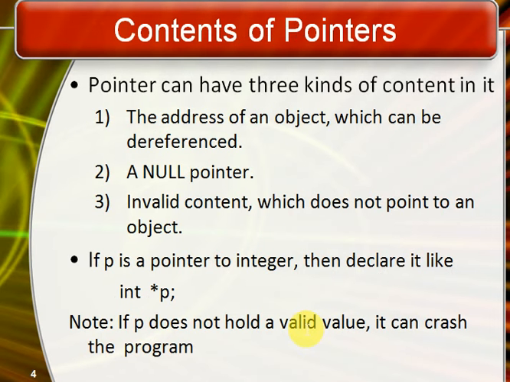Contents of a pointer. A pointer can have three kinds of contents in it. First is the address of an object which can be dereferenced. Second is a null pointer. Third is invalid content which does not point to an object. So if p is a pointer to integer, then declare it like int *p, where int is a keyword, the asterisk indicates a pointer, and p is the pointer variable. Note, if p does not hold a valid value, it can crash the program. That is a very important point, so be careful when you are using pointers.